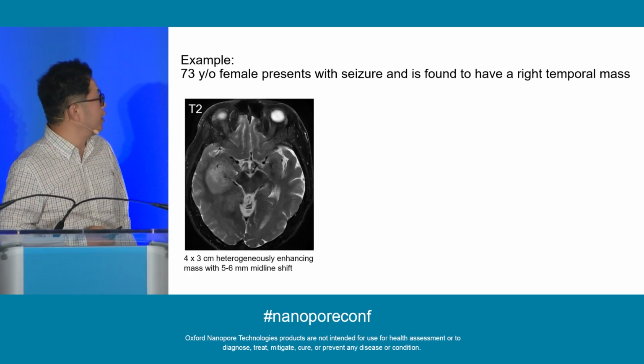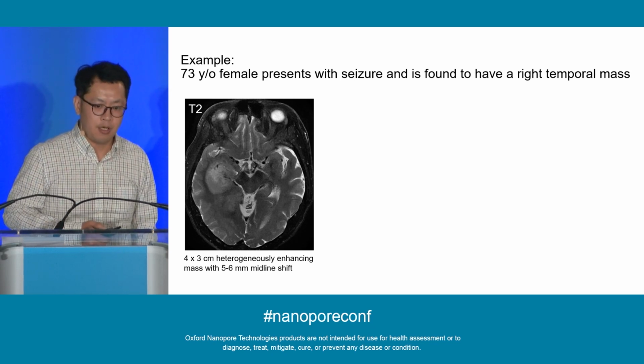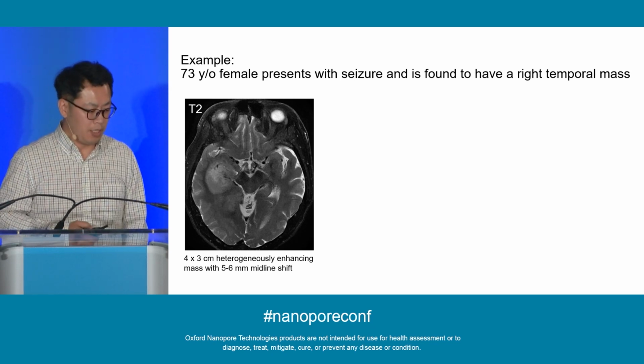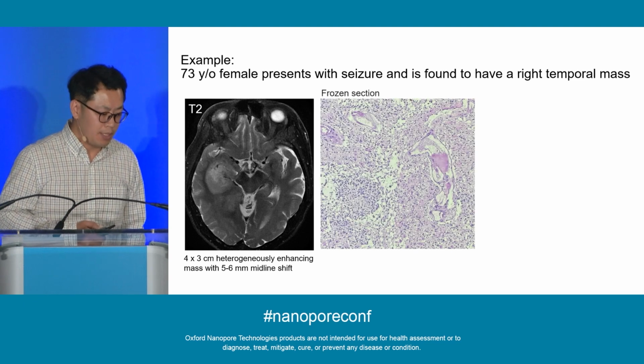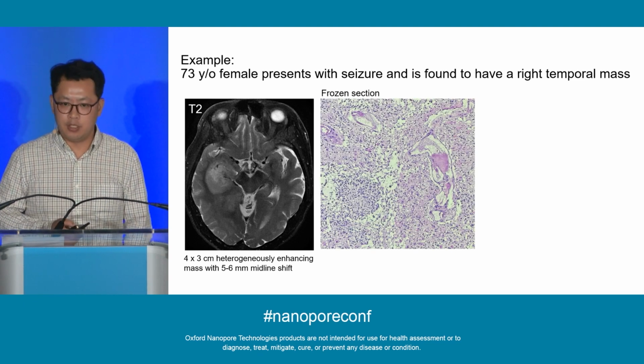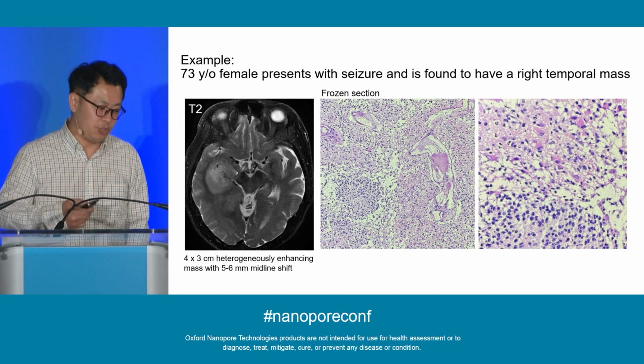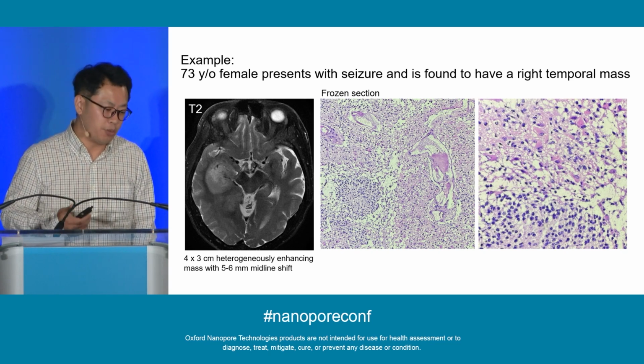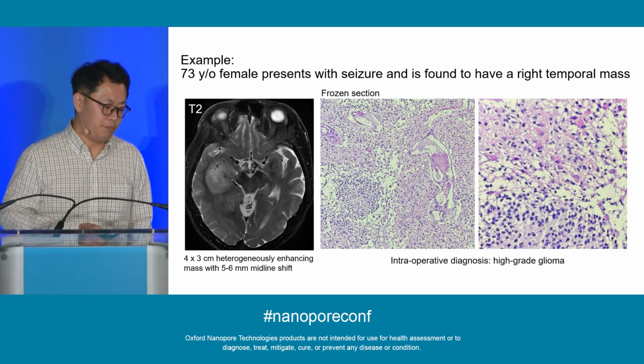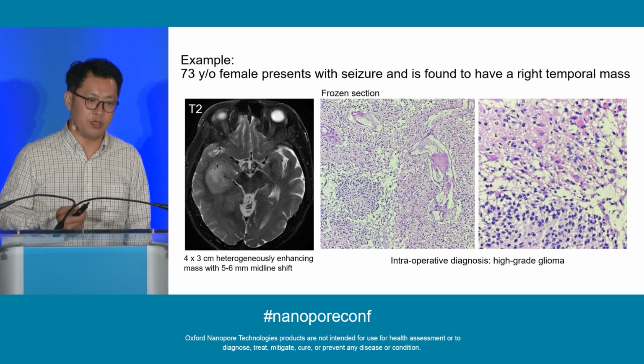All right, I'm going to give you a quick example of a brain tumor. This is a 73-year-old female who presented with seizure and was found to have a right temporal heterogeneous enhancing mass. Intraoperatively, we do this kind of morphology-based diagnosis. A neuropathologist will tell you that this is a hypercellular glial neoplasm.